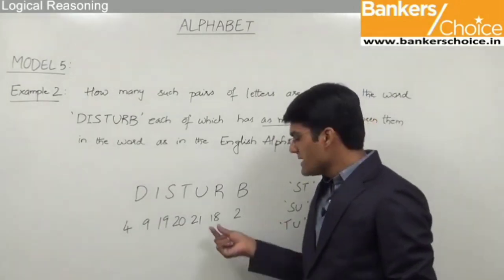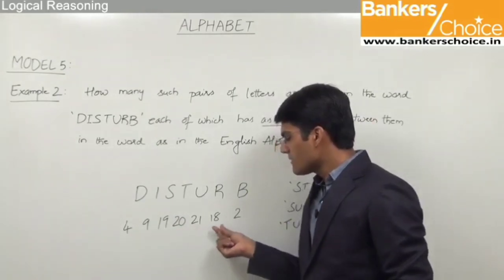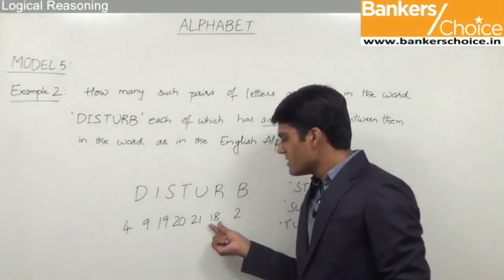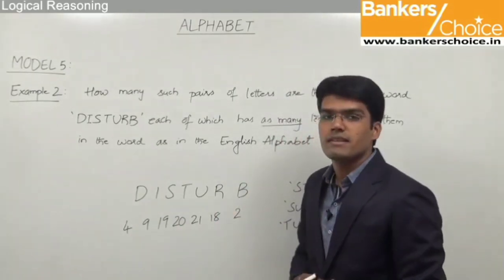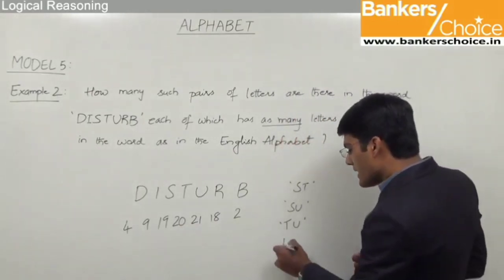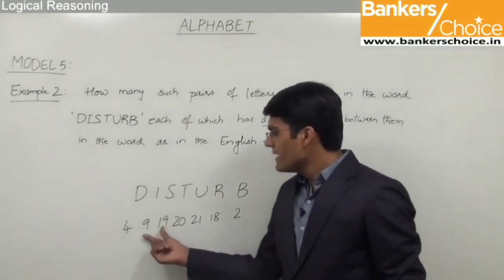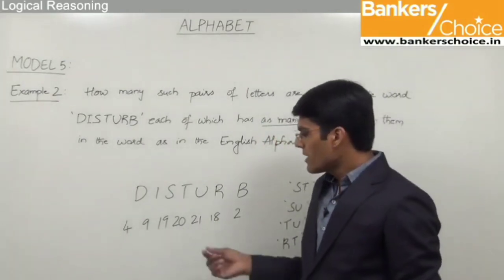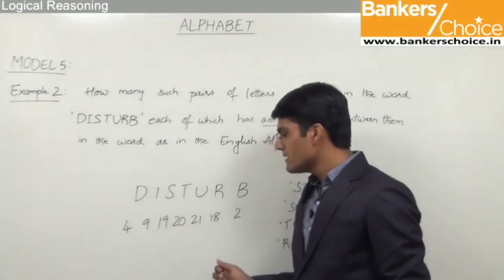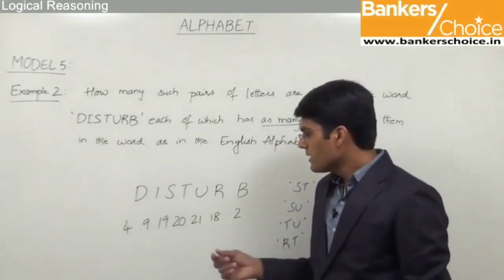Going to the next position, 18, we can see that 18 and 20 is making a correct sequence. Why? Because the distance between 18 and 20 is same as the actual distance between 18 and 20. So 18 and 20, that is R and T, is the fourth pair. 18 with the remaining positions is not possible. Why? Because 19 is too far from 18, and 9 and 4 are lesser than 18. So we can leave it now.